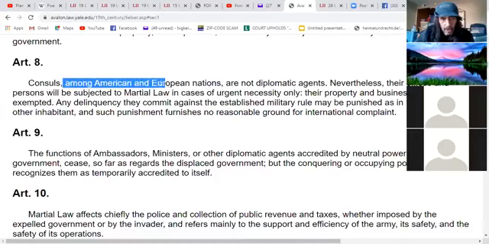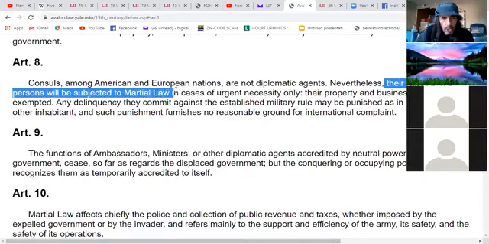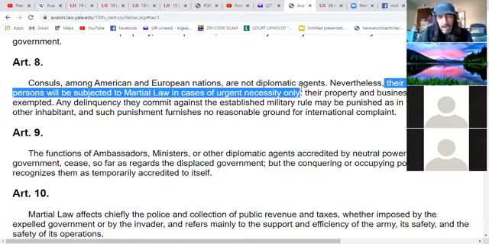Councils among American and European nations are not diplomatic agents. Nevertheless, their offices and persons will be subjected to martial law in cases of urgent necessity only. Urgent necessity is a matter of national importance. But in my case, it's a matter of national entrepot. That's a new word you guys are going to learn. E-N-T-R-E-P-O-T. Entrepot. Punch that in and look that up.